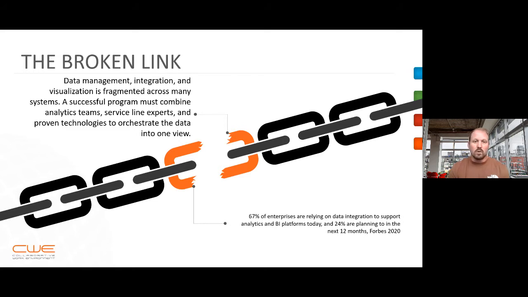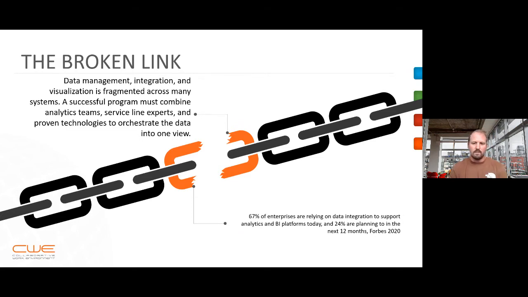So as you look to a program of bringing this together and creating that one view type of visibility, you must have the right analytics teams. You must leverage the service line experts or call them department heads. And then you must configure the technologies to start to communicate and orchestrate this view.